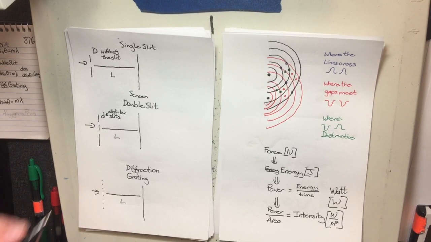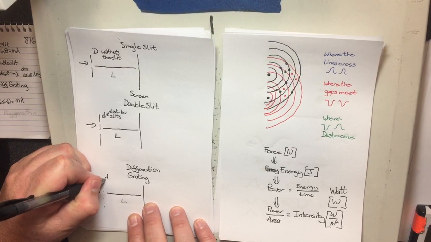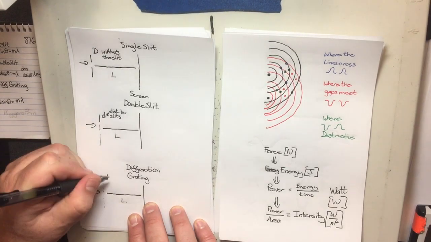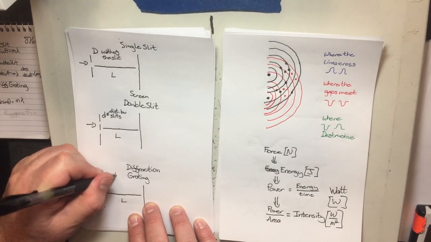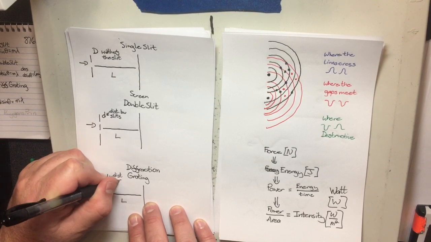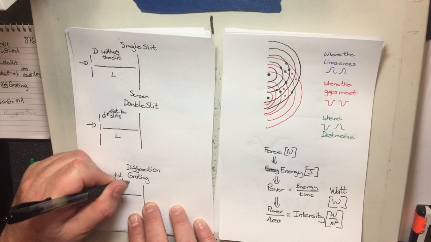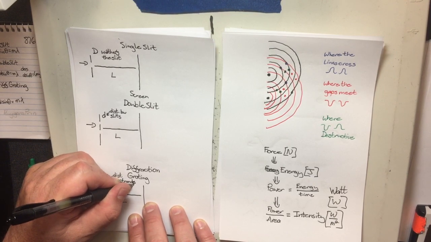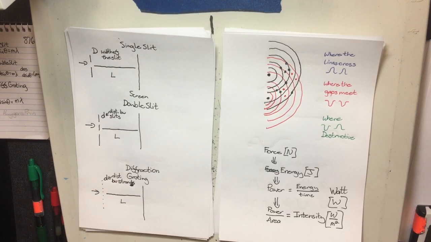In the diffraction grating, you also use little d, and little d is the distance between the strands of the grating. I can't spell, I don't care.